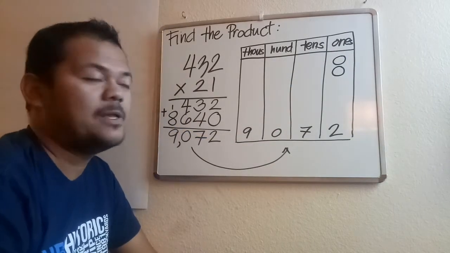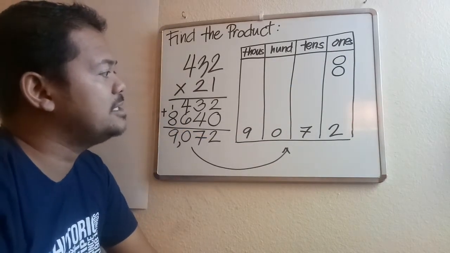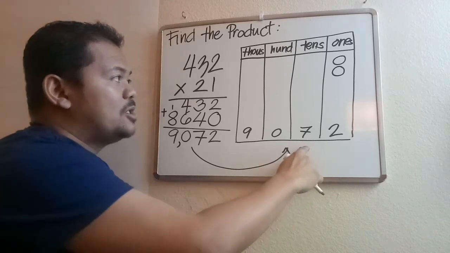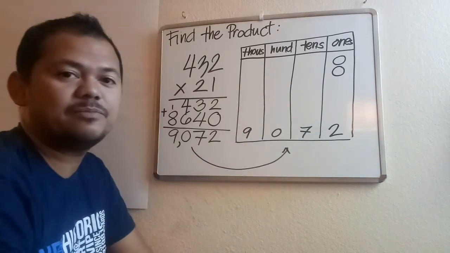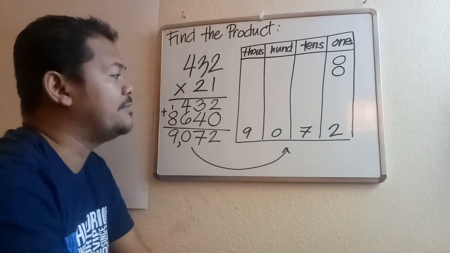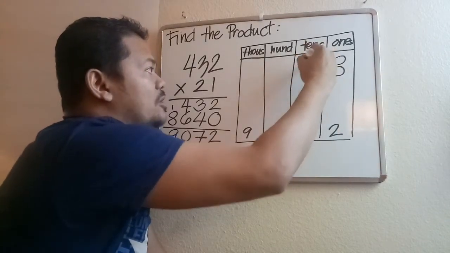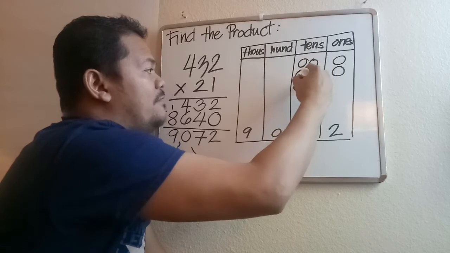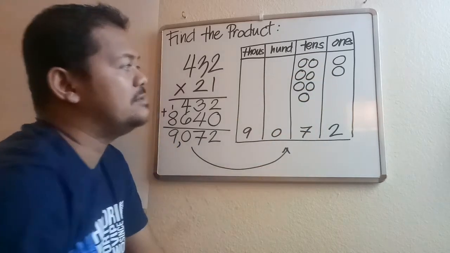There you go. Next, we got here tens, which is 7. So how many discs are you going to write here? You're going to write there 7 discs. 1, 2, 3, 4, 5, 6, and 7.